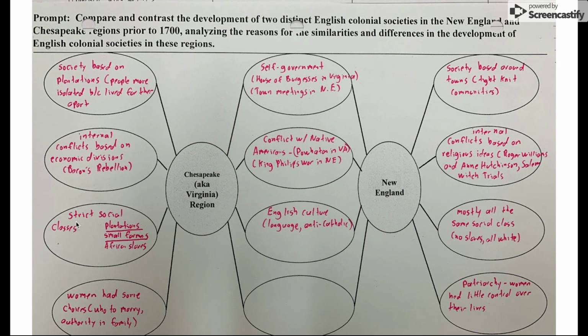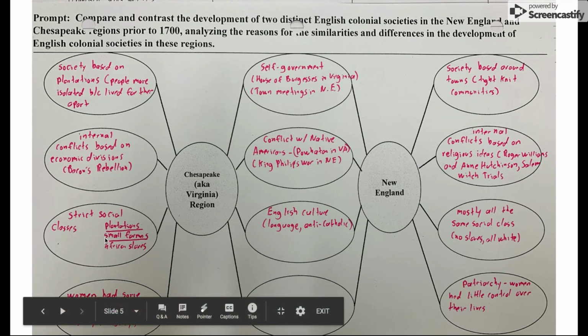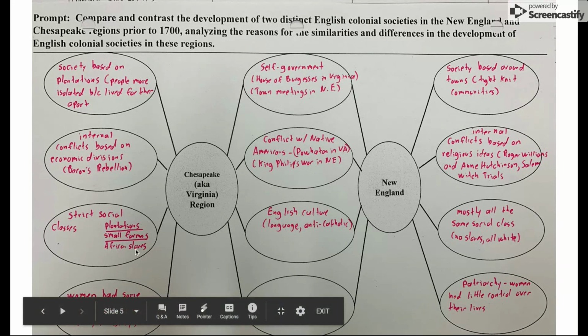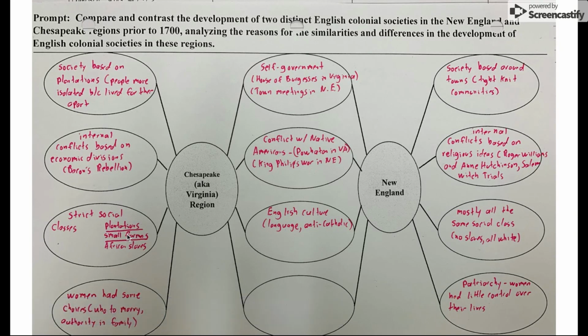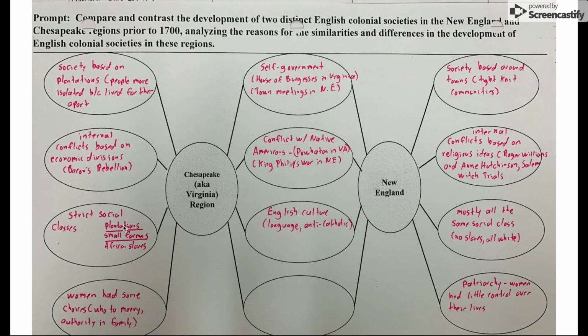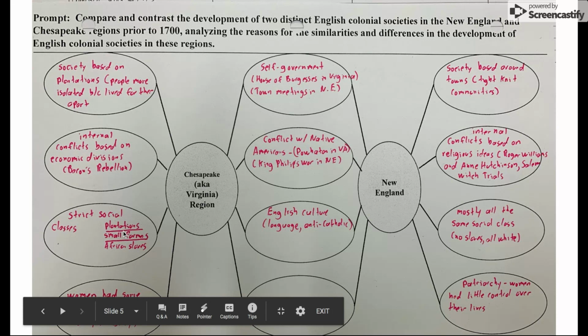Another difference is the Chesapeake region has strict social classes. You can't really move from one class to the other. At the top, you have plantations. In the middle, you have the small farmers, and at the bottom, you have the African slaves. The plantations were where most of the slaves were. Most small farmers did not have slaves, but this is called social stratification. You couldn't be a slave and then become a small farmer and then become a plantation owner. That option was not available. So wherever you started off, that's pretty much where you ended up. So they had these strict social classes.